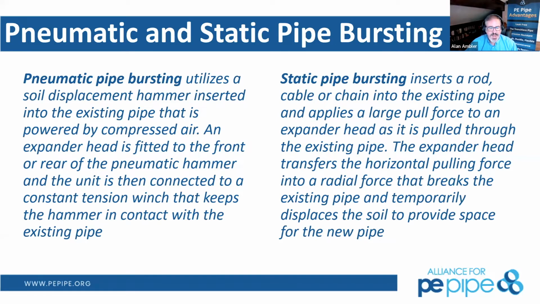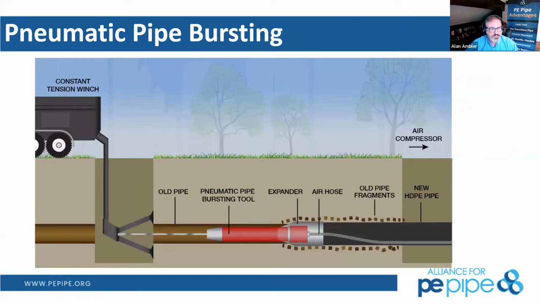So if we look at pneumatic pipe bursting, here you're going to see the constant tension winch and everything that's laid out in front of you. We do need excavations. It's called a trenchless technology, but it's not entirely void of excavation. We're looking at 85% less excavation in some instances. Each of the service connections do have to be excavated externally to be able to reinstate those.